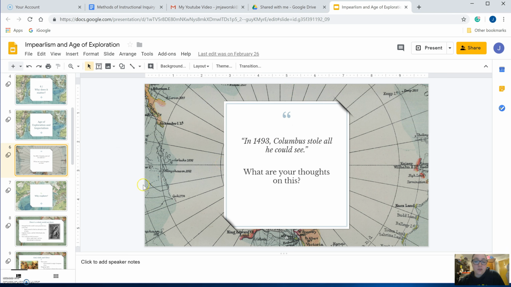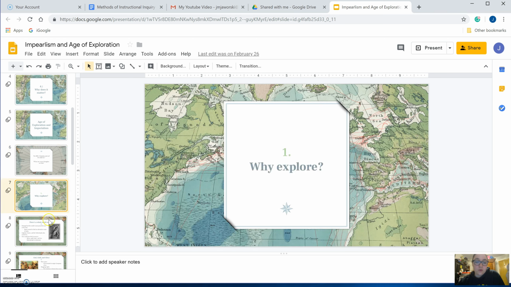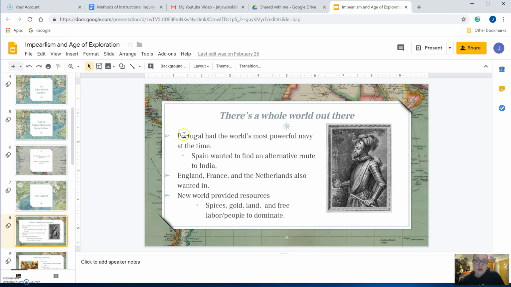So it says, in 1943, Columbus stole all you could see, and then we kind of went from talking there, and then I would go into a little lecture of why the explorers decide to explore. We would talk about things such as the quest for land and resources, and for kingdoms such as Spain and England to expand their territory and basically become a world power.